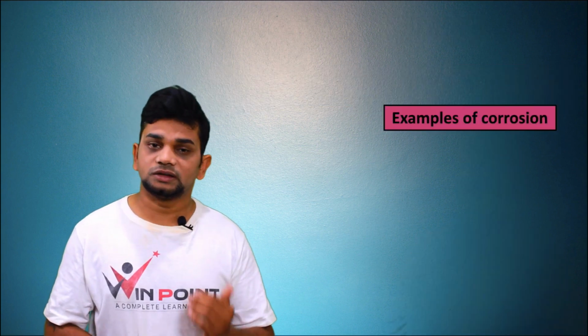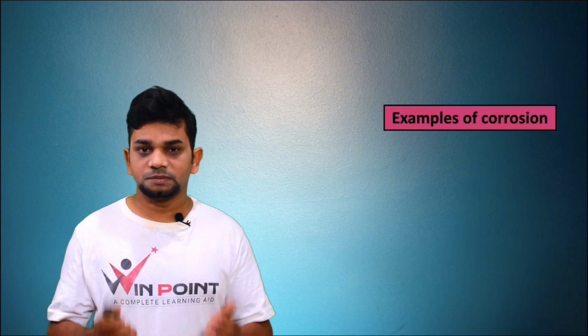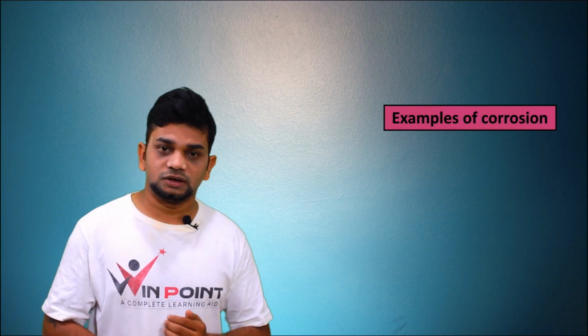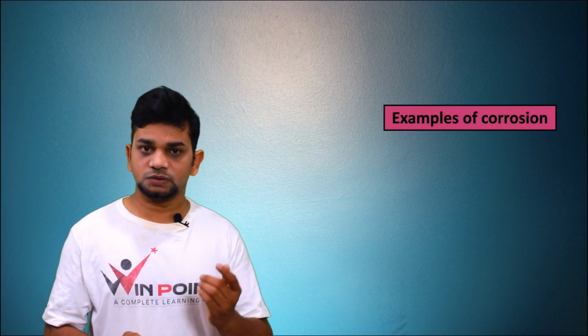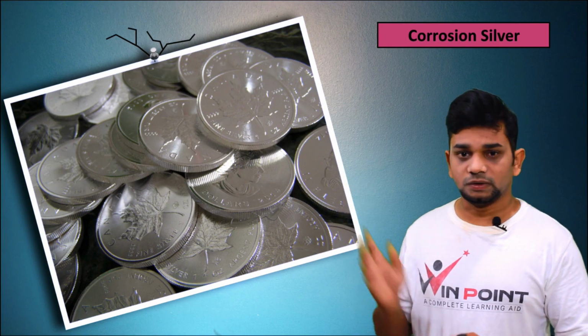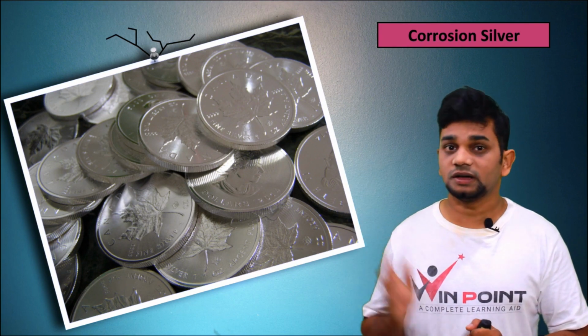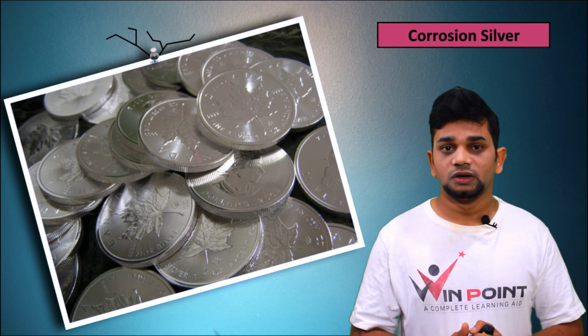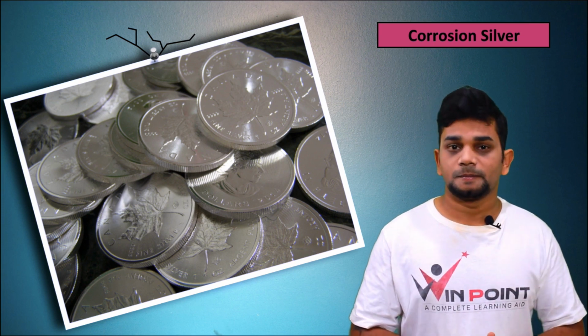Next topic is examples of corrosion. Examples means we are going to discuss the corrosion of different metals. First one is silver, corrosion of silver. We all are familiar with silver. Silver coins are there, silver ornaments are there. Here we are going to discuss the corrosion of silver. Here you can see the silver coins. These coins have shiny surfaces, so they are lustrous.